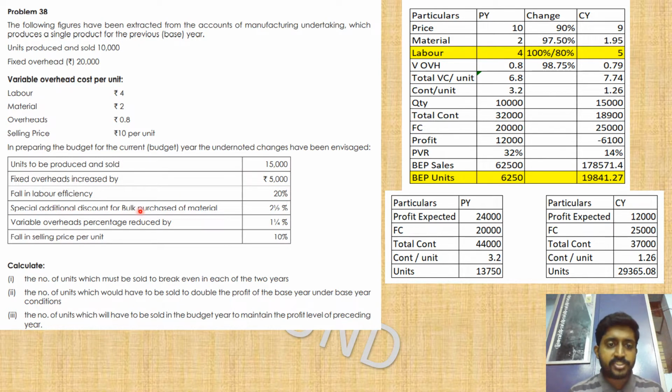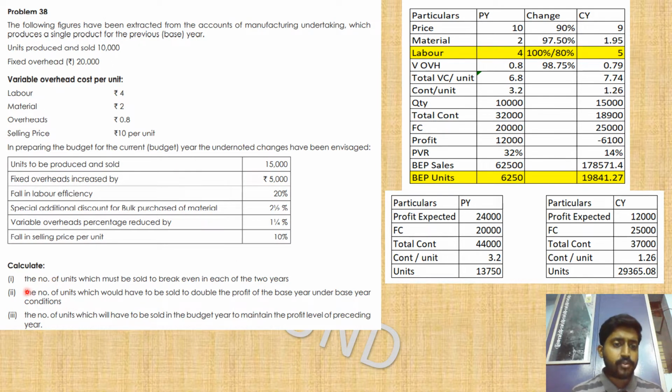Next is a special additional discount on bulk purchase of material. So there is a discount in raw material cost of 2.5%. Variable overheads is reduced by 1 by fourth, so 1 by fourth is 0.25, so 1.25 percentage variable overheads has gone down. Next, a fall in the selling price of 10%.